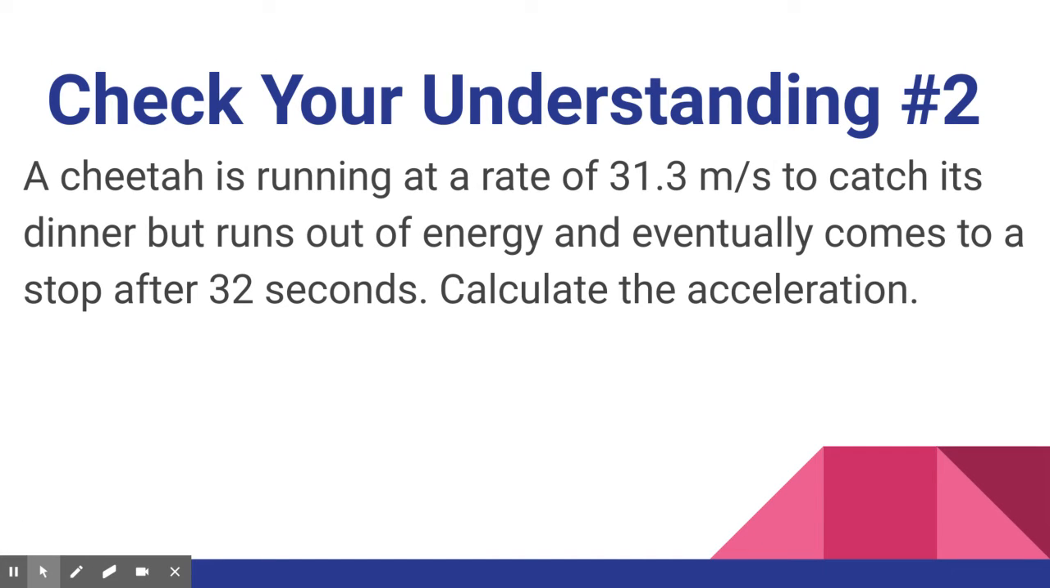I'll read it out. Make sure you complete this on your own. A cheetah is running at a rate of 31.3 meters per second to catch its dinner, but runs out of energy and eventually comes to a stop after 32 seconds. Calculate the acceleration. Ooh, this one is an interesting one. I almost solved it. Pause the video here.